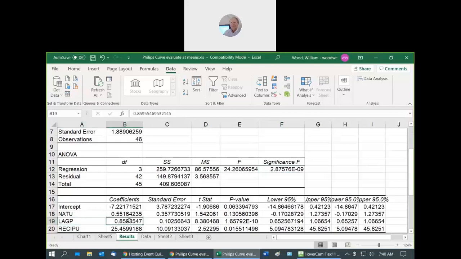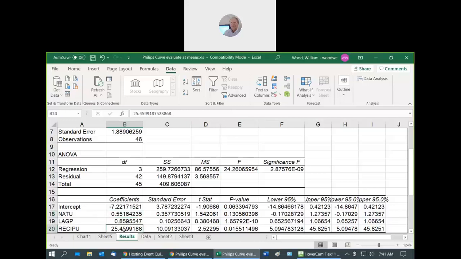Inflation is highly persistent. And I want to say a little bit about this reciprocal unemployment thing. In fact, a whole lot about this. But I will just note for you here that the natural rate of unemployment, which really ought to be important here, has a p-value of 0.13, so it's not quite statistically significant. But it does suggest that, other things equal, when the natural rate of unemployment is 1 percentage point higher, then the actual measured unemployment in any given year is 0.55 percentage points higher.